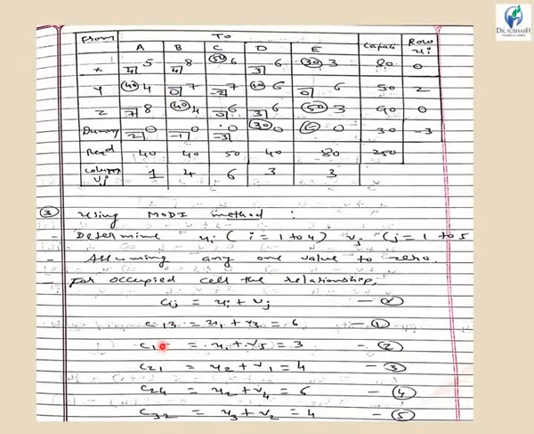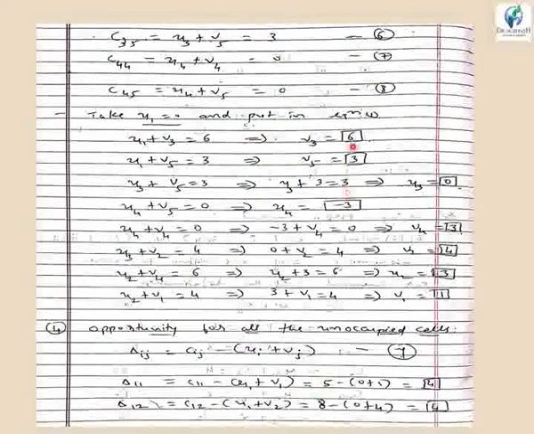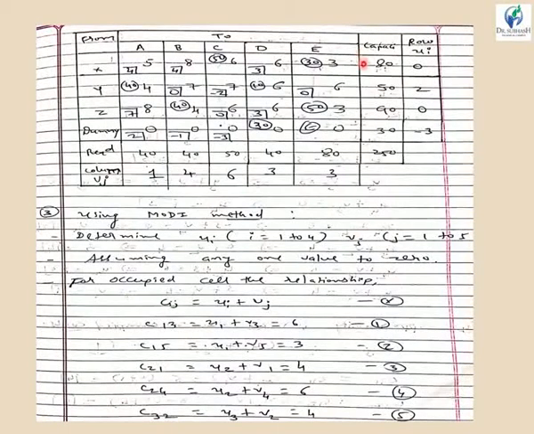Now for all the occupied cells we are writing this equation. C13 is an occupied cell, so u1 plus v3 is equal to 6. So we obtain all the equations that we had seen in the earlier Modi method. The same steps are followed. All those values of u1, u2 which we have obtained, I have substituted in this main table. u1 we have assumed as 0, then we can obtain the other values. You can take any value equal to 0, such that you can obtain all the other values.